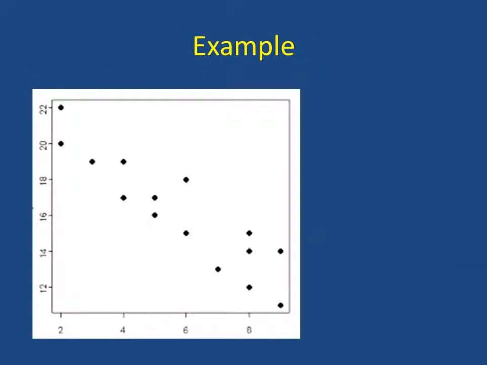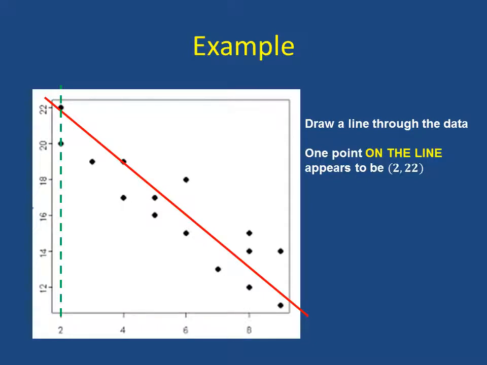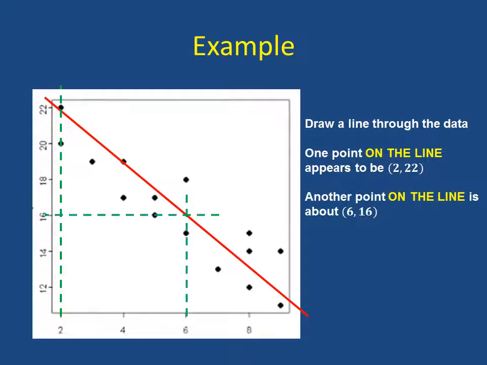So let's look at this example. Here's some data that was collected and plotted on a graph. First thing we'll do is draw a line through the data. Then we'll pick one point on the line. Looks like x equals 2, y equals 22 will be a good choice. We'll find another point on the line. 6 for x and 16 for y seems to be a good fit.